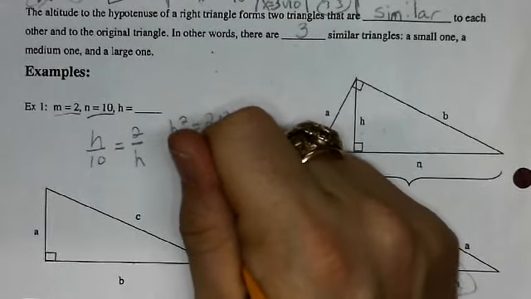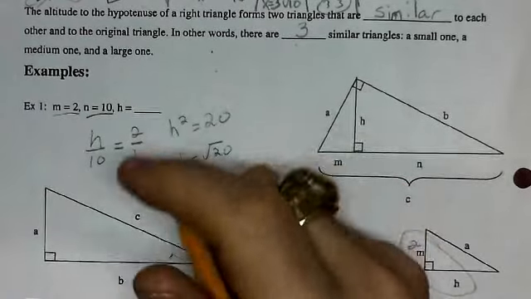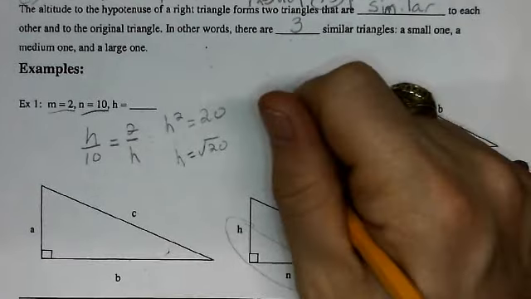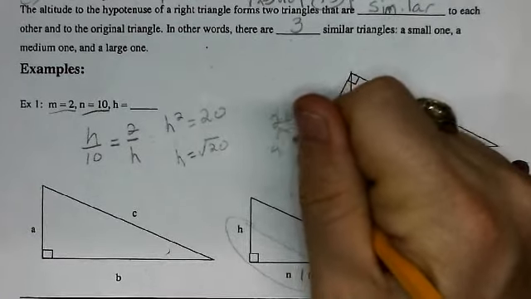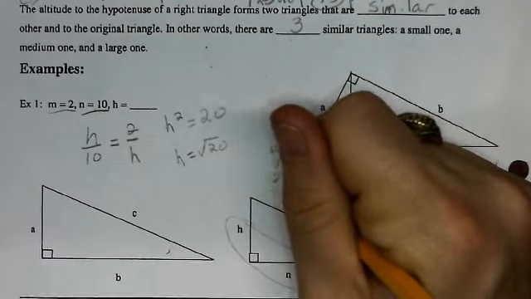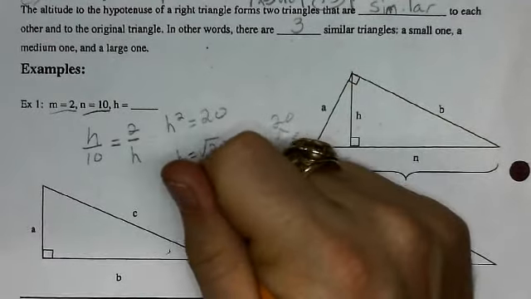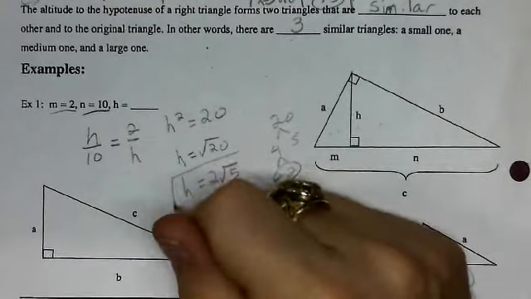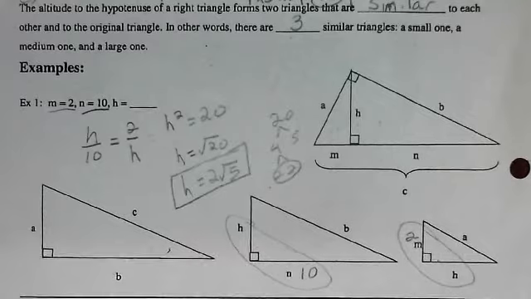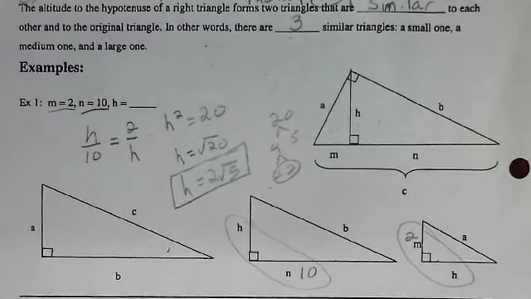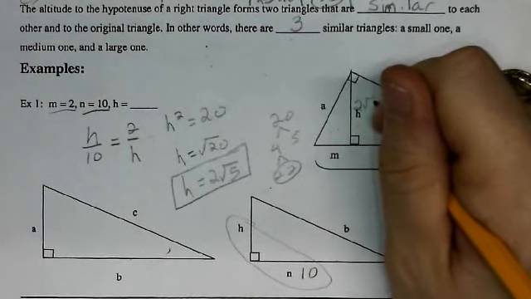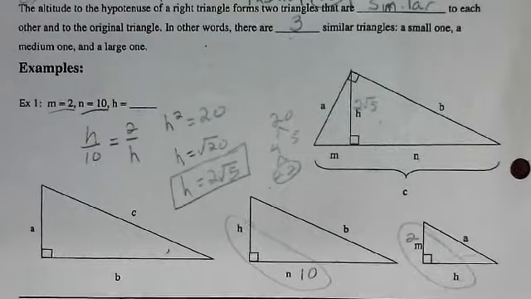So H would be the square root of 20. And if I do the square root of 20, well, 20, that's 4 times 5. 4 is 2 and 2. So that means that H equals 2 on the square root of 5. And this is the simplest form of that answer. And now that I know what H is, I can go ahead and put that here, 2 on the square root of 5.